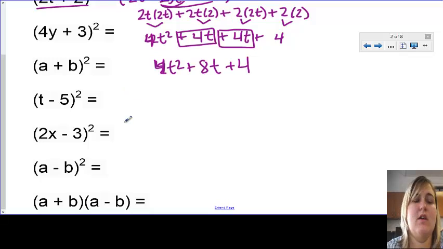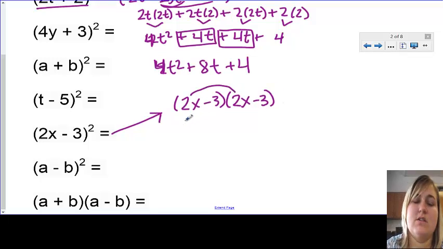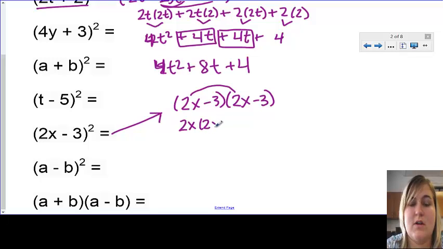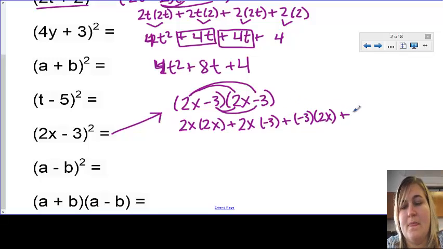Alright, the next one that we're going to do is going to be this one. Same situation here. I'm not multiplying, so I can't distribute that 2. I have to actually write it out as 2x minus 3 times 2x minus 3. So we're going to go first, which is going to be 2x times 2x, outside, which is going to be plus 2x times negative 3, plus inside, which is negative 3 times 2x, plus the last, which is negative 3 times a negative 3.